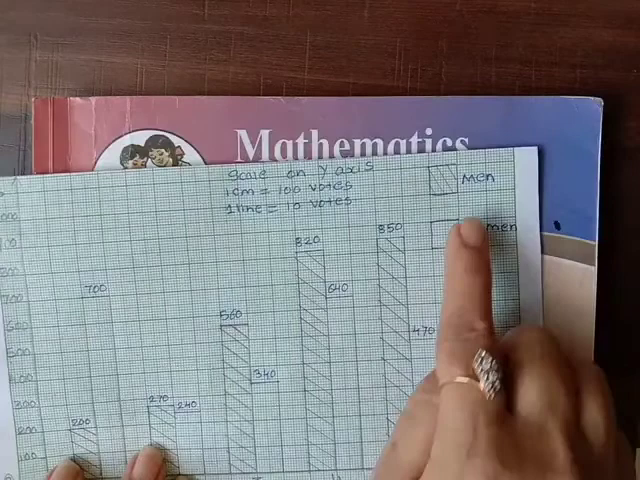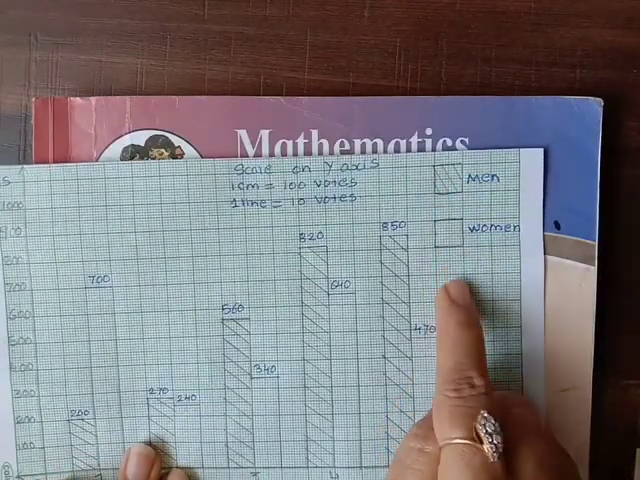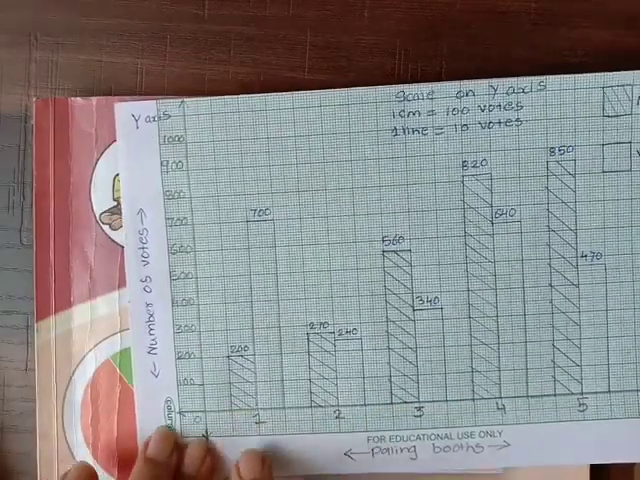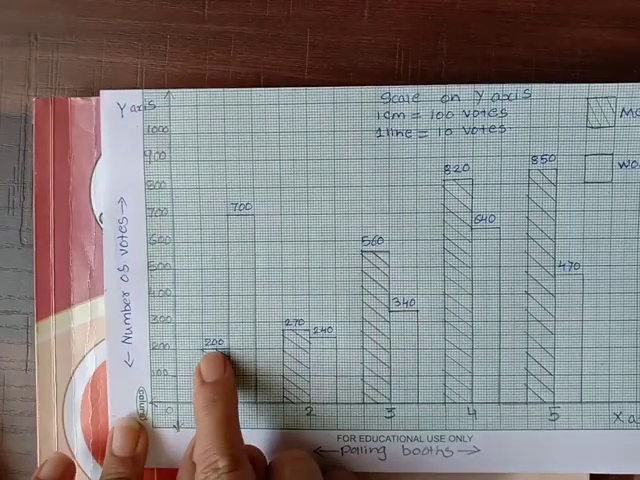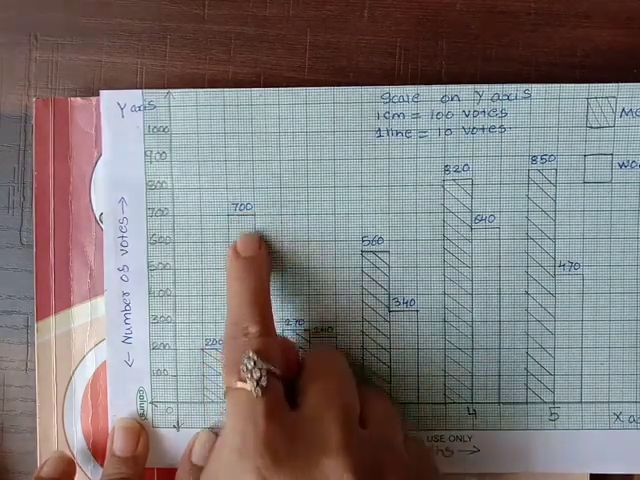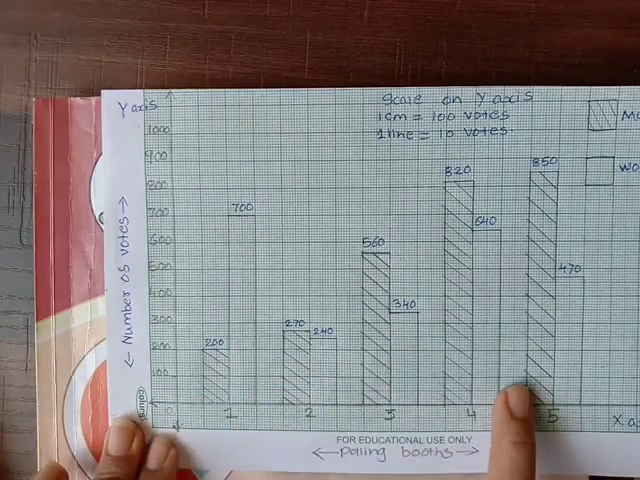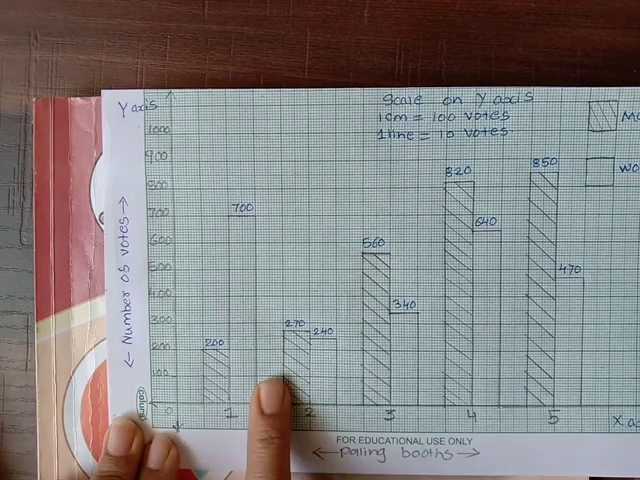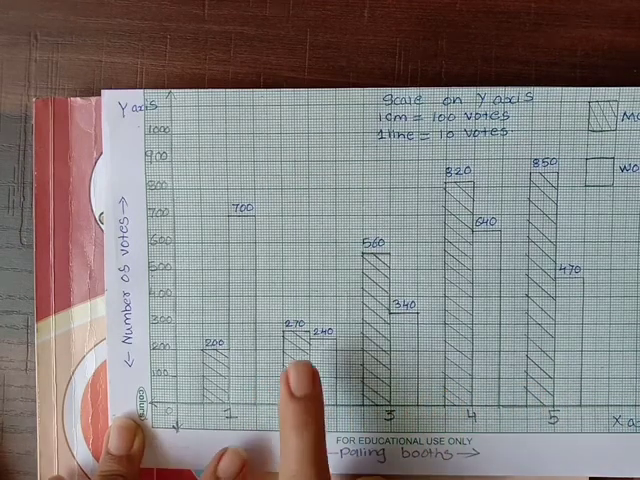I have shown men by these lines, and for women I have not done anything, only a simple empty bar. So now let us check. On polling booth number 1, men have cast 200 votes, women have cast 700. So you have 200 and 700, that's all. Second important thing, see the spacing between each joint bar graph and the axis. I have left only one column, one column left over here, one column here. It should be the same everywhere. Please maintain that. Now come on to the second polling booth.